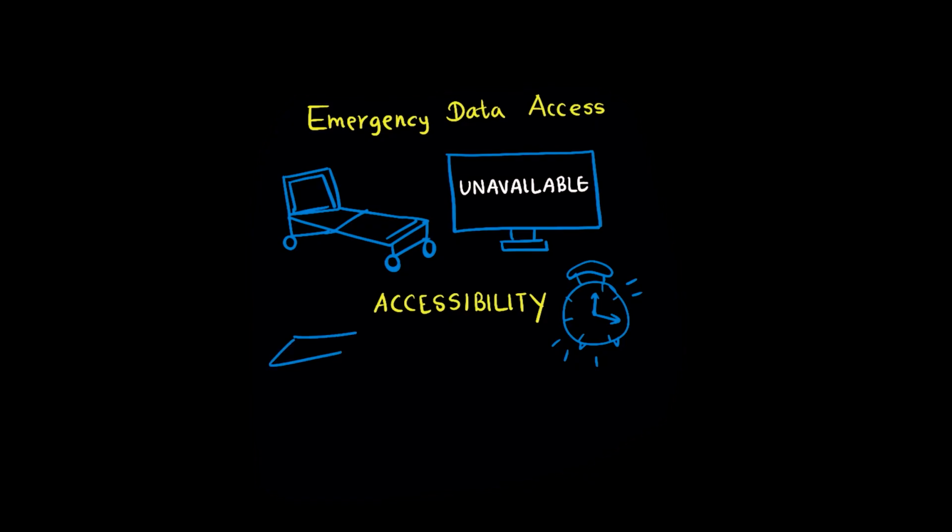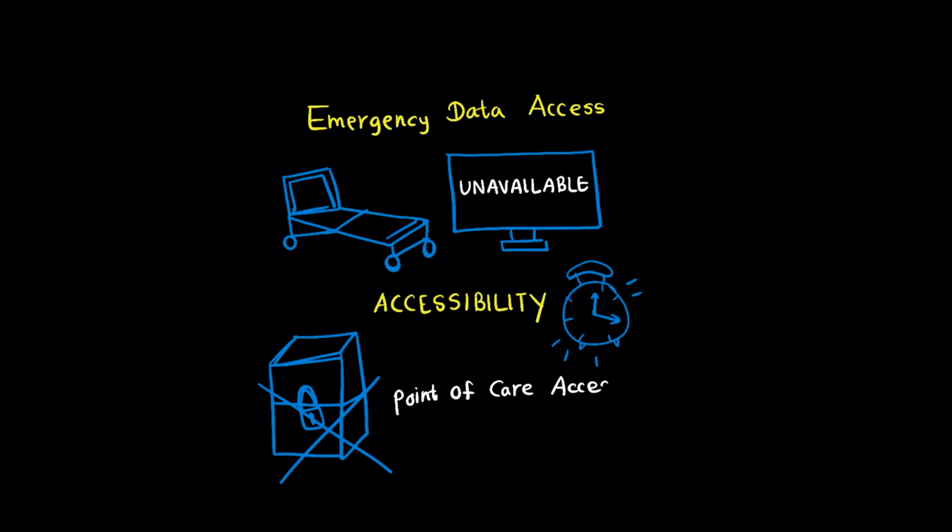When records are unavailable at the point of care, even if they're accurate and current, they become useless to the treating physician. Accessibility ensures authorized users can retrieve essential information exactly when clinical decisions must be made, making it one of the most critical data quality characteristics in healthcare.